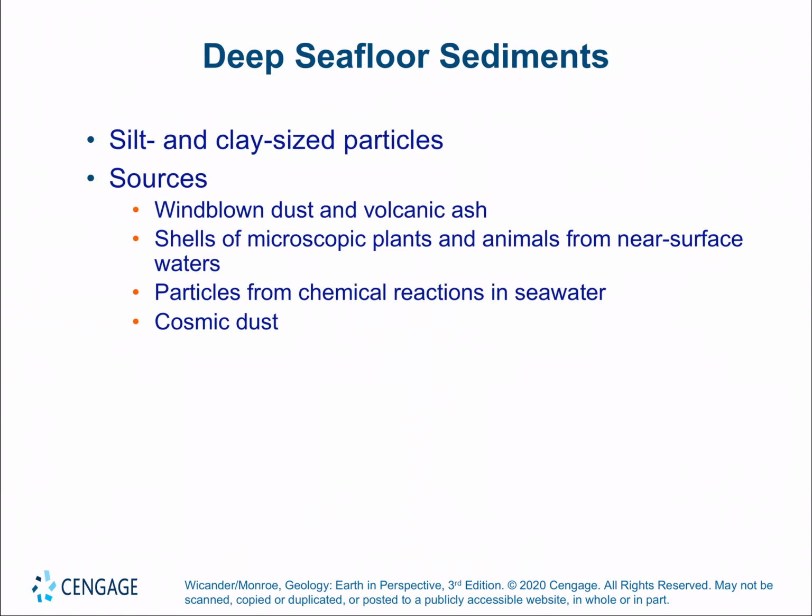If we look at our deep sea sediments, we find that they're mostly silt and clay-sized particles, and they come from wind-blown dust and volcanic ash. They could also come from the shells of microscopic plants and animals from our near-surface waters. They could come from particles from chemical reactions in seawater, as well as from cosmic dust.